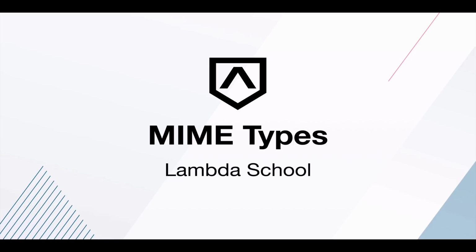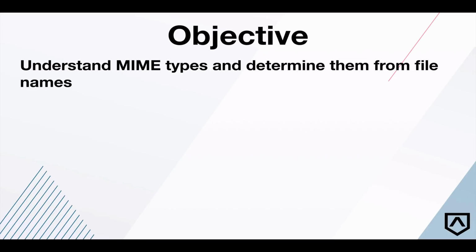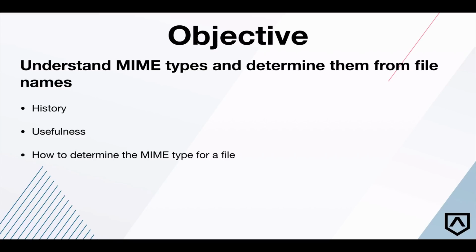Today we're going to be talking about a fairly simple topic, MIME types, and how it relates to web browsing. So the objective today is to understand what MIME types are, how to recognize them, and how you determine them from a file name. We'll talk a little bit about the history of that, how it's useful, and then we're going to step into how we can determine the MIME type for a file that we have.